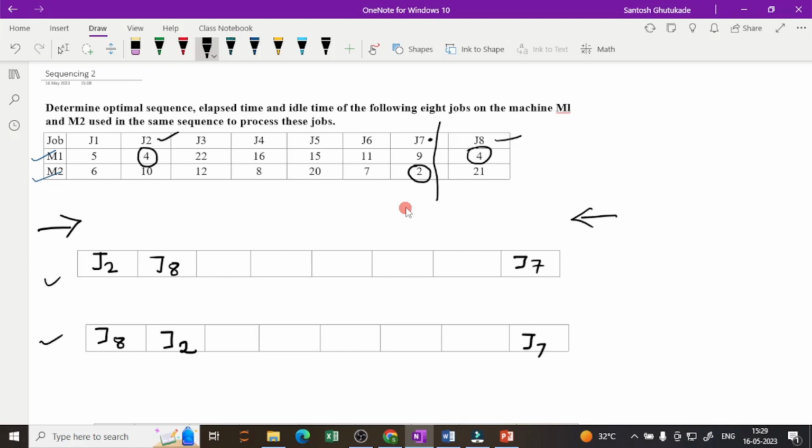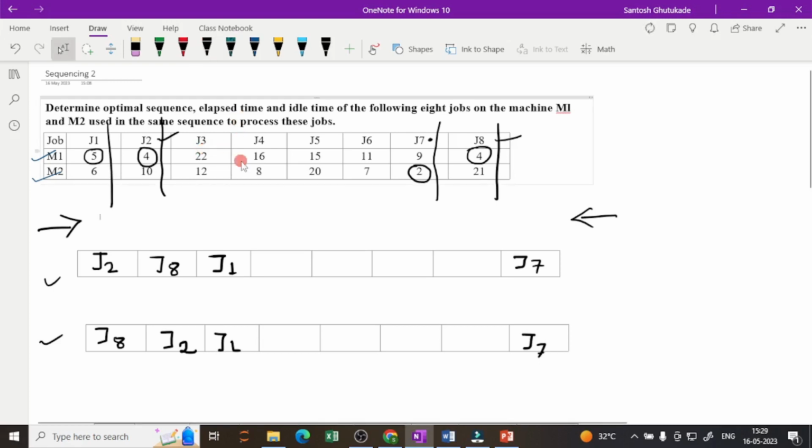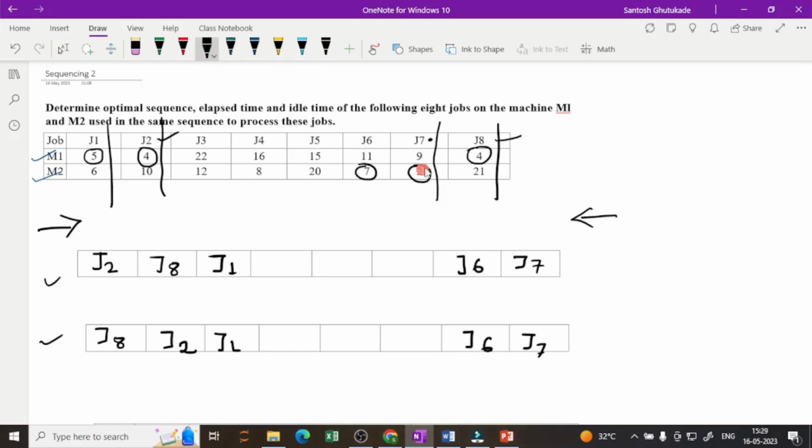Here J7 is already there. Now we will cross this 4. Now the next smallest processing time is 5, for job number 1, and it is on machine number 1. So we will start from this end, and put job J1 here. Now we will cross this. From the remaining 16, 15, 11, 7, 8, 7 is the smallest processing time. This 7 is on machine number 2, which means job number 6 goes at the last position, so we will put job number 6 here, and then cross this.